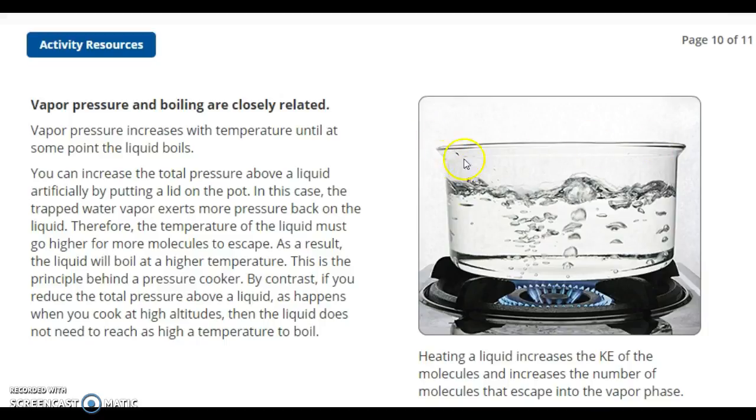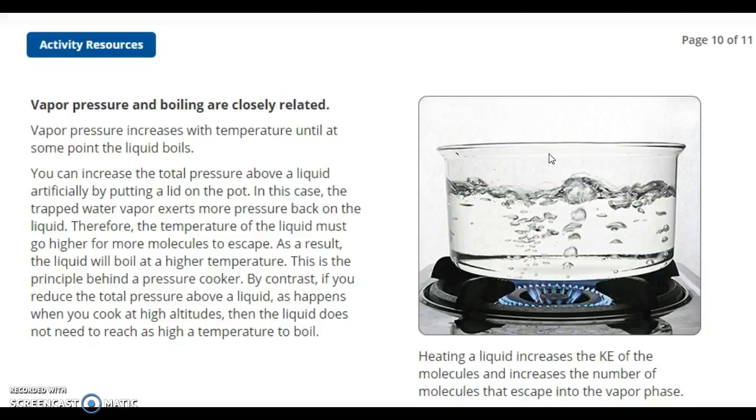Okay, so if you have a tight seal on here, you're forcing these gas molecules down, and so the water needs more energy to escape. As a result, the liquid will boil at a higher temperature. This is the principle behind a pressure cooker. Okay, so we're forcing it down and we need more and more heat energy for it to go, no, no, I'm going to escape. As a result, the liquid will boil at a higher temperature. This is the principle behind a pressure cooker.